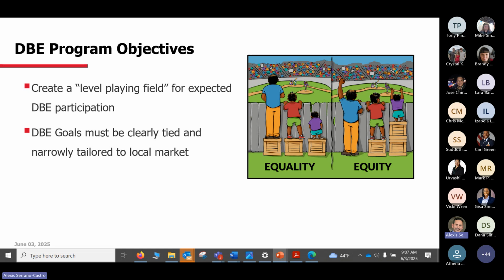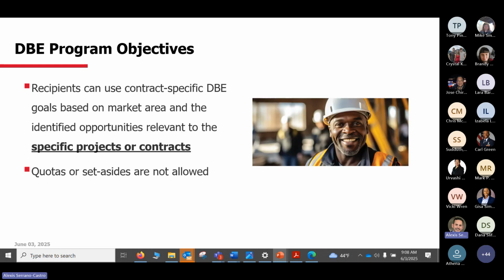And then the objective as well is that the DBE goal must be clearly tied and narrowly tailored to the local market. So our goals, and the ones that we're going to talk about today, are specifically for the Denver metropolitan area. This is actually the one that applies. Not only the area, but also related to the specific contracts, the specific projects that we anticipate we're going to have federal dollars within the next 3 years. There is no way we can set a quota.